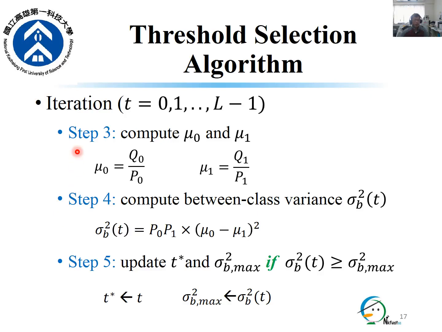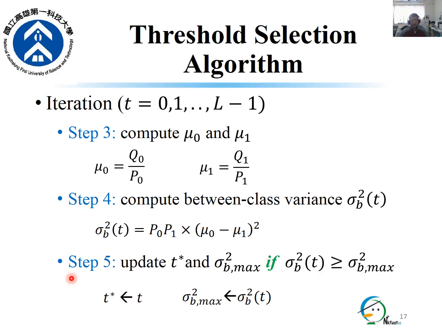At step 3, we compute the 2 class means mu0 and mu1 respectively. Next, we compute the between-class variance. Finally, if the current between-class variance is larger than or equal to sigma max squared, we update T star and sigma max squared accordingly.